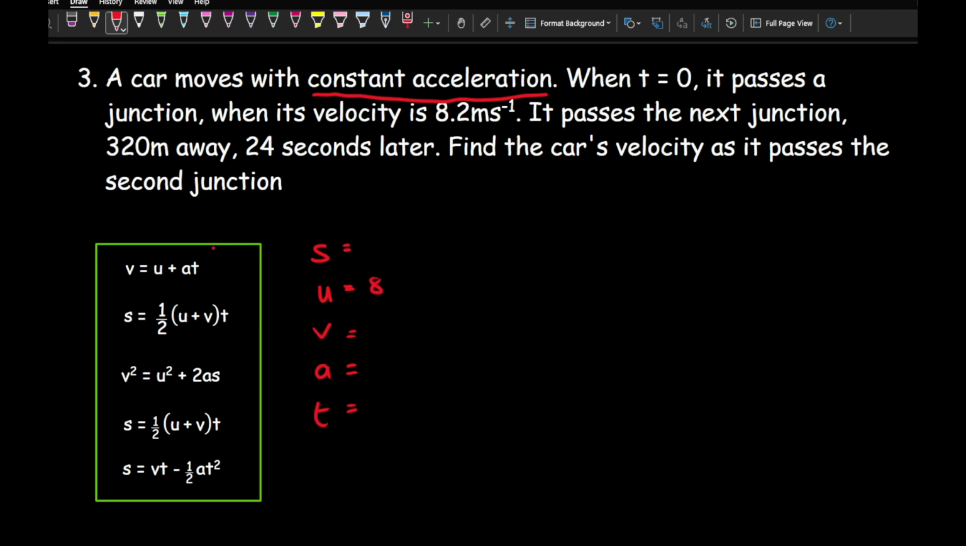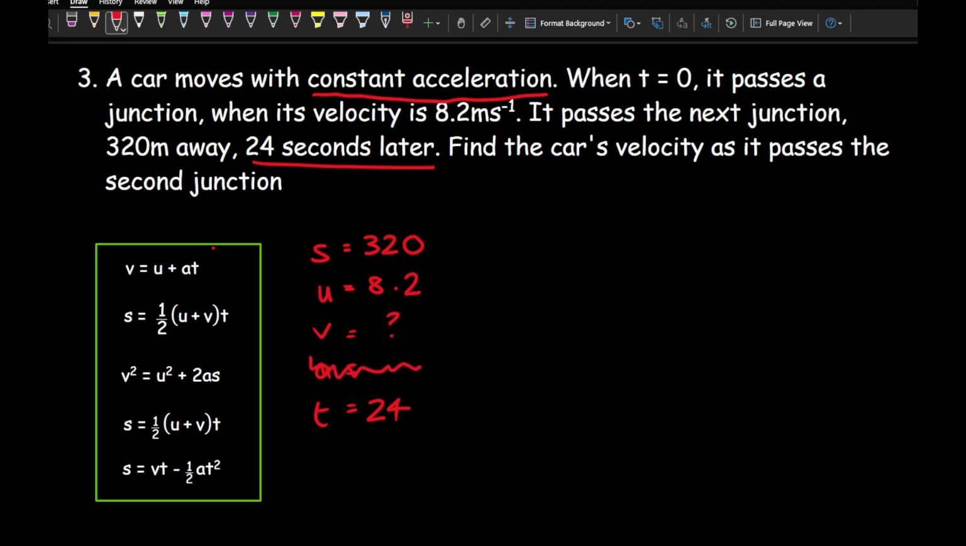So I can write 8.2 there. It then says that it passes the next junction 320 meters away. So our displacement is 320, and that was after 24 seconds. And the question is asking us to find the car's velocity as it passes the second junction. So what we don't know is what v is. So the one variable that we don't need is the acceleration.